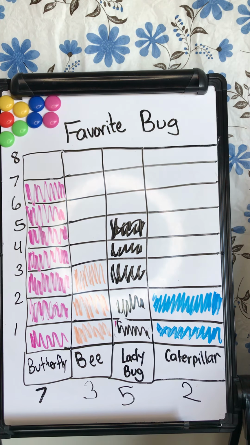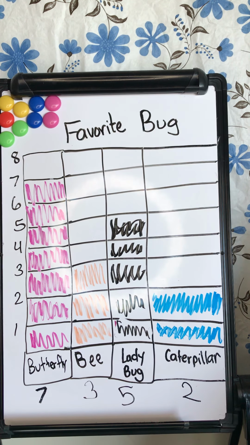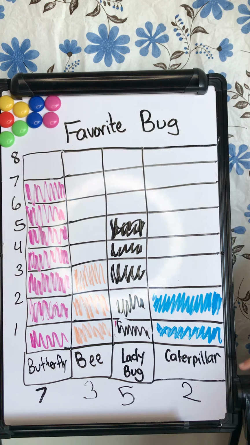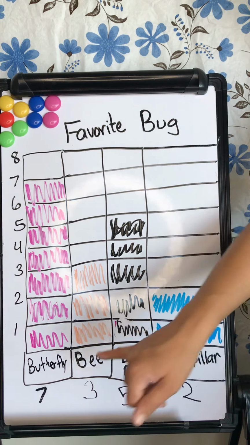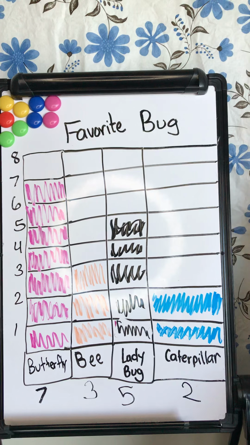All right, now let's practice reading it. We talked about which one had the least, which one had the most. Let's put them in order from least to greatest. So the least votes was caterpillar. Which one had the second least amount of votes? Bee. Then which one? Ladybug. Yeah. And then which one had the most? Butterfly. So from least to greatest, we would say what? Caterpillar, bee, ladybug, butterfly. Awesome.